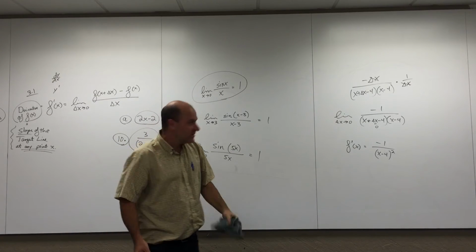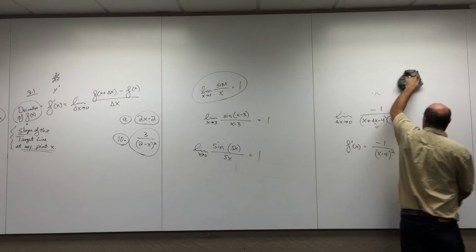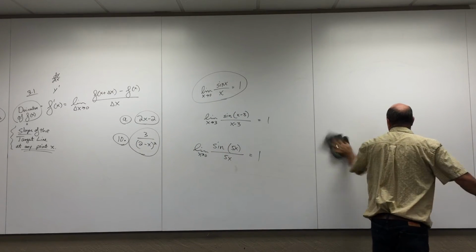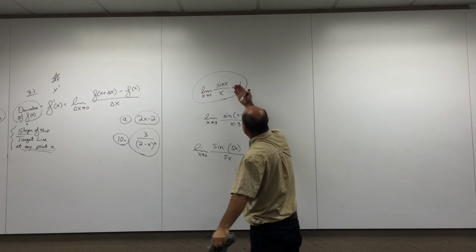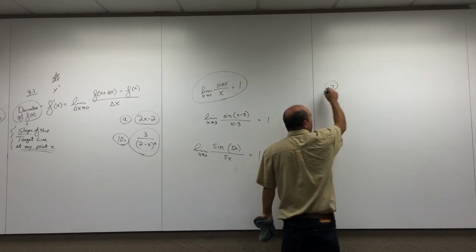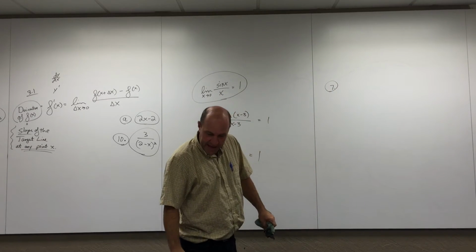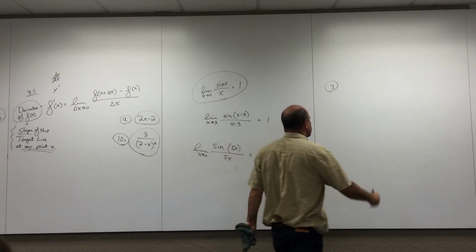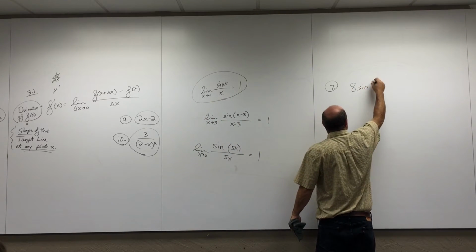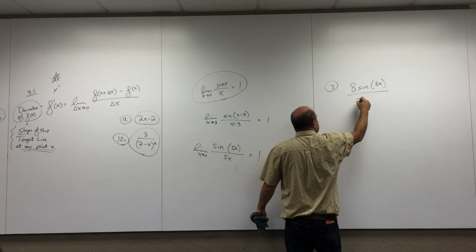Now, let's get to her question. Her question was 7, which was kind of a good one. I'm saying somewhere in number 7 we might use this. But what is it? It's 8 sine 3x over 3 tangent x.